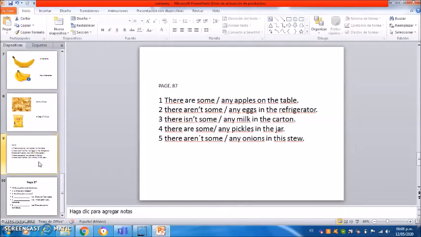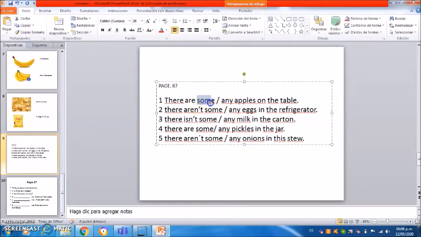In your workbook, open your page 87. You have the next sentences. And the instruction is we need to circle, or in this case I'm going to underline, the correct one. Some or any. There are apples on the table. And it's a sentence. If it's a sentence, we're going to use there are some because we know we have it. So we're going to use some.